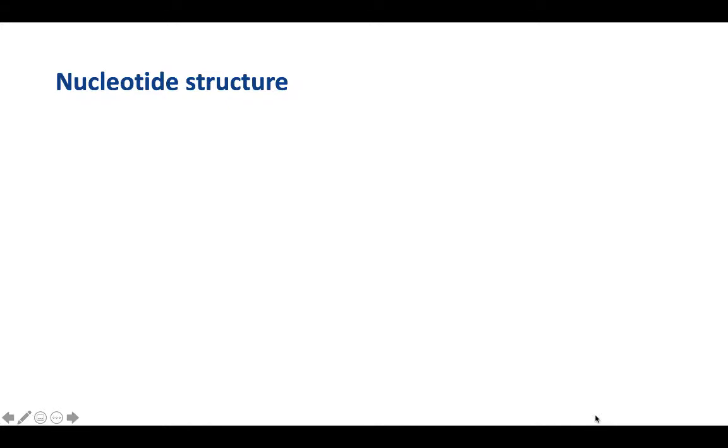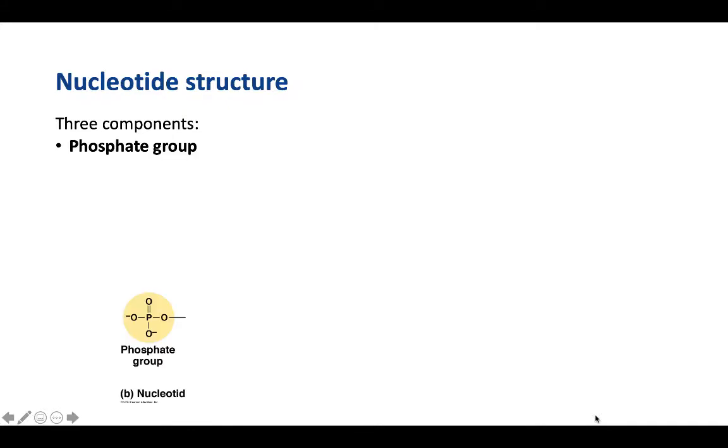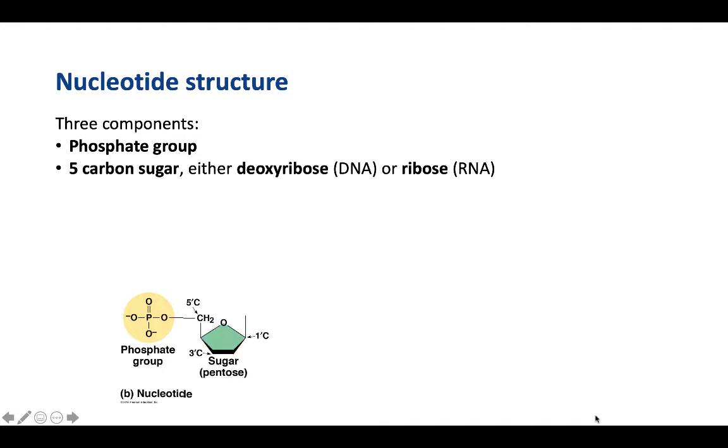Now let's talk about nucleotide structure. What are the components of a nucleotide? There's actually three of them. The first one we've talked about before as a functional group, and it's called phosphate. So it has a phosphorus atom bonded to 4 oxygen atoms. The second component is a sugar, specifically a pentose sugar or a 5-carbon sugar.